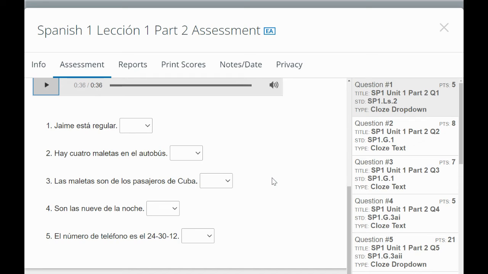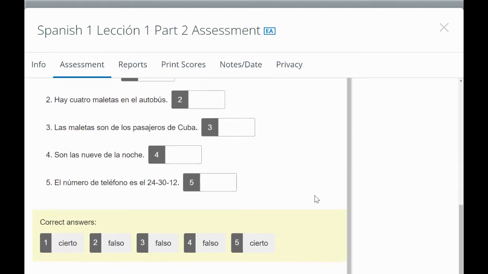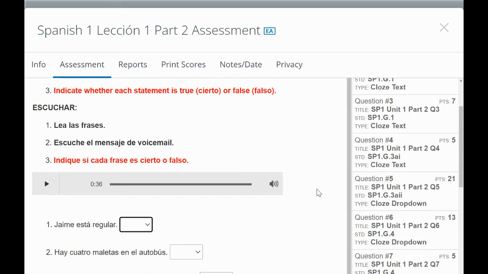When we play this, I will play this audio twice so you get to hear it. Then you'll answer these with cierto or falso, making sure that you know if those statements are true or false.